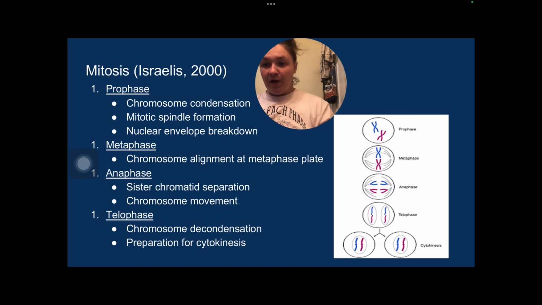Moving forward, prophase. During prophase, the chromatin condenses into visible chromosomes. Each chromosome has already been replicated during the S phase of the cell cycle and consists of 2 sister chromatids joined at the centromere. The mitotic spindle, a structure made of microtubules, begins to form. The spindle fibers originate from the centrosomes, which are the microtubule organizing centers of the cell. Finally, the nuclear envelope, which encloses the nucleus, begins to break down, allowing the spindle fibers to access the chromosomes.